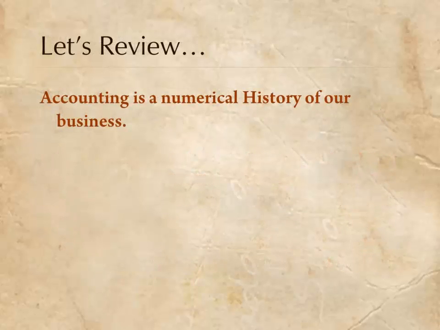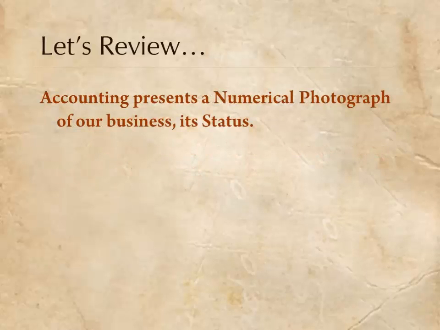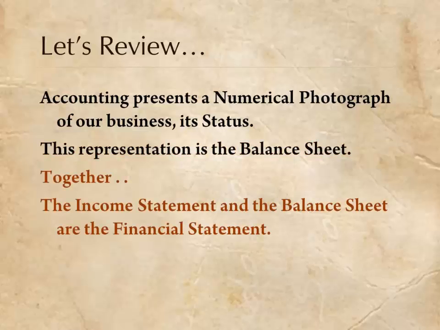Now it's time for a review. Accounting is a numerical history of our business. The history is called the profit and loss, or the income statement. Accounting presents a numerical photograph of our business, its status. This numerical photograph is called the balance sheet. Together, the income statement and the balance sheet are the financial statement.